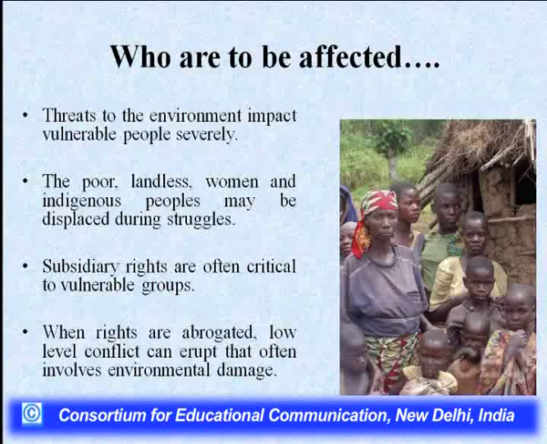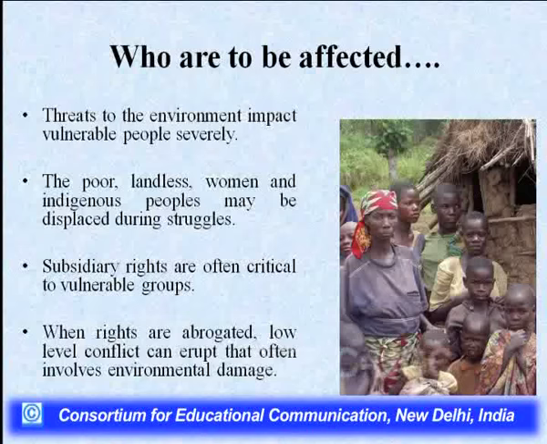After seeing all this, we should know who will be affected if there is any conflict or war. Resource conflict will affect the most vulnerable people on this planet Earth. The poor, landless women, and the indigenous people will be affected the most. If subsidiary rights do not reach the vulnerable people, they will also be affected most. And if the rights those people should be given are abrogated, it may lead to environmental damage.